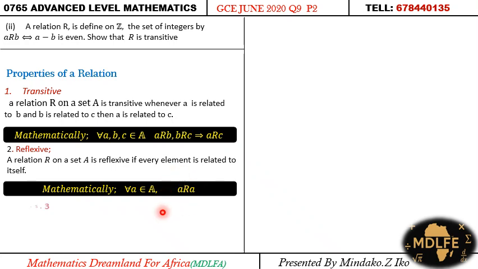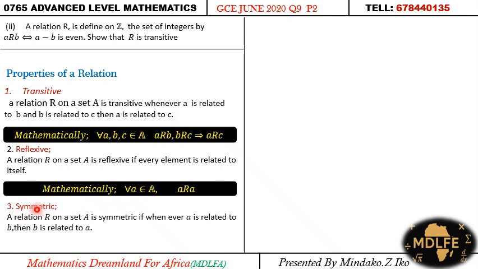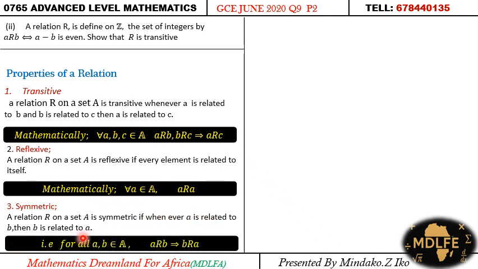Let's continue with the symmetric property. A relation R on a set A is symmetric whenever A is related to B and B is related to A. Mathematically, for all A, B in A, A is related to B implies B is related to A. As I emphasize, these properties are very helpful in paper 1.